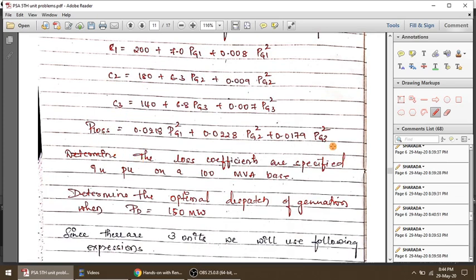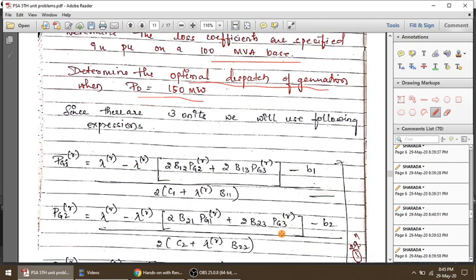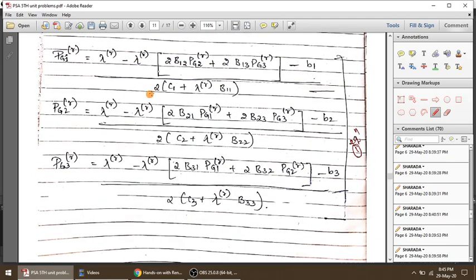This is the P loss expression. So the loss coefficients are specified in per unit on 100 MVA base. For power demand 150 megawatt, find the optimal dispatch of generation. Since we are using 3 units, these are the expressions.